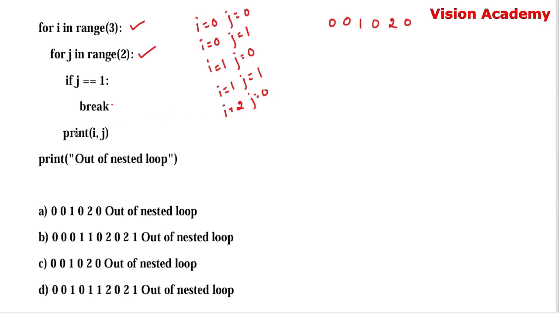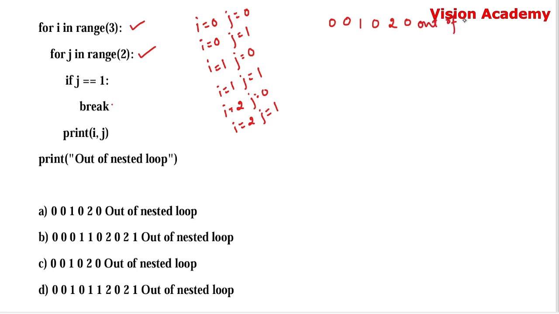Now once again the control transfers to the inner for loop by incrementing the value of j by 1. So i value remains the same, i is equal to 2 and j is incremented by 1. Now j is 1. Here j is equal to 1, hence the break statement will get executed. It is not going to print any statement. The inner for loop is going to exit and the control transfers to the outer for loop, and here also it is going to exit, because i value is already 2. After printing these statements, it is going to print out of nested loop.